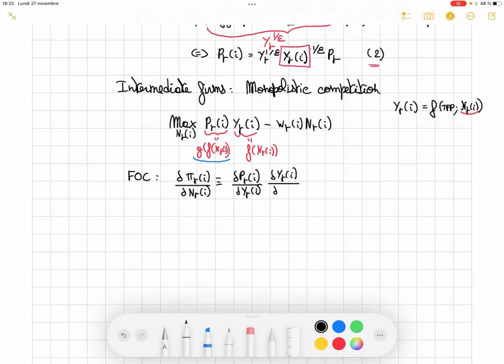Okay, so that's basically what we end up with with respect to the labor. Yes, that's basically how it works. So here we have just the production that changes if the firm puts more labor inside the production function, and this has a direct impact on the price here. So that's what we get from the profit.